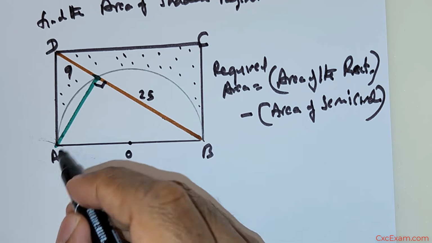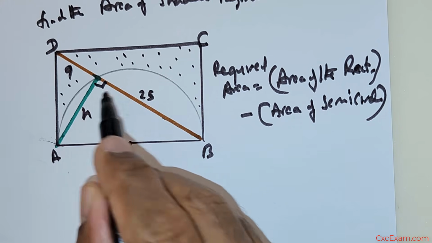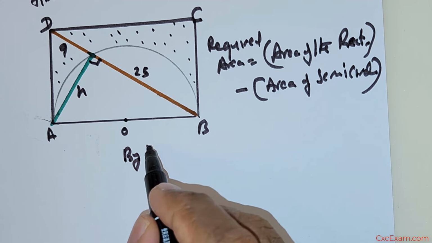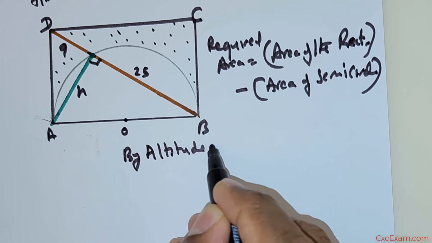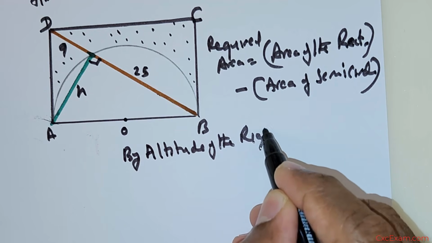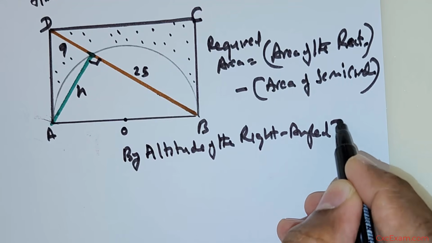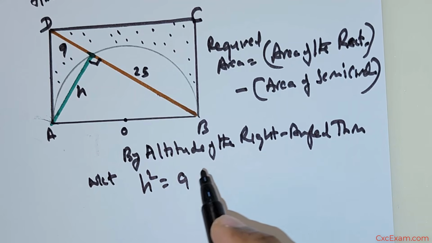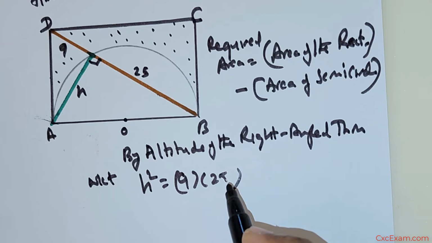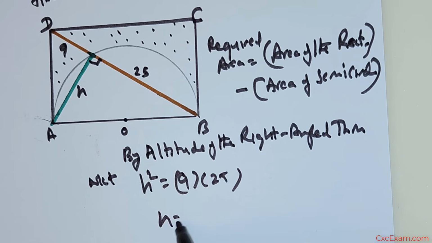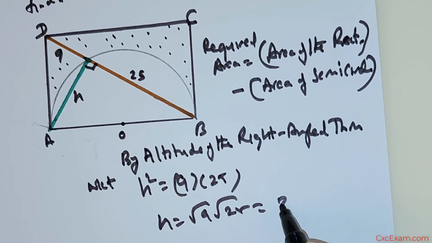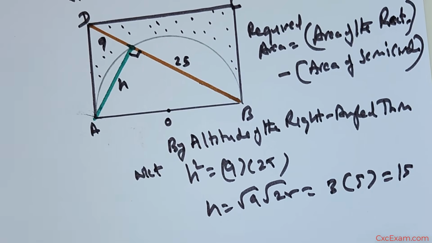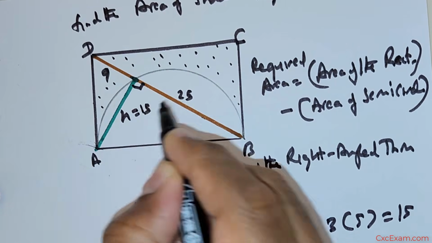Now what I wish to do is take this altitude as h. Now this is a right angle triangle. Now by the altitude of the right angle theorem, we know that h squared is equal to 9 multiplied with 25. That's a formula. So h is equal to root of 9 times root of 25, which is 3 times 5, which is equal to 15 units. So I have got h as 15 units.